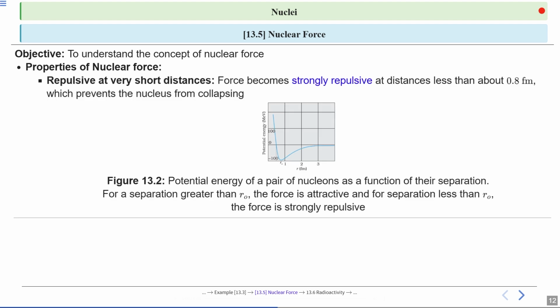Take a look at the graph shown here. It plots the potential energy between two nucleons as a function of their separation. For distances greater than a certain value, called R naught, the force is attractive and helps hold the nucleus together. But for separations less than R naught, the force quickly becomes repulsive, as shown by the steep increase in the potential energy. This balance between attraction and repulsion is what keeps the nucleus stable.